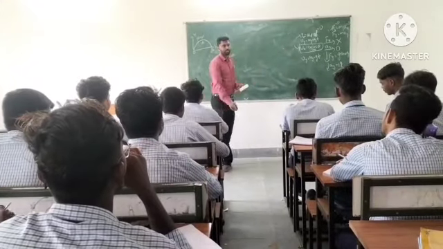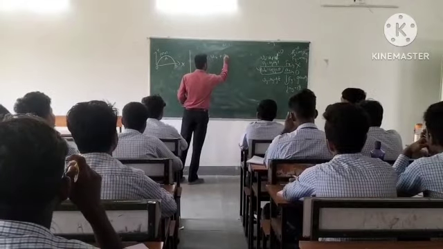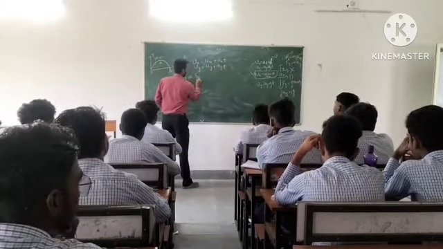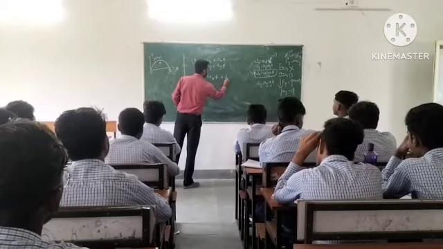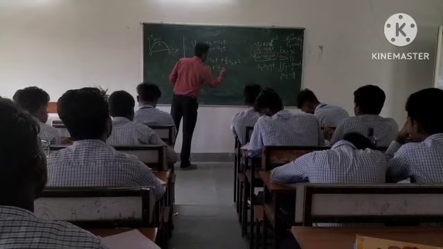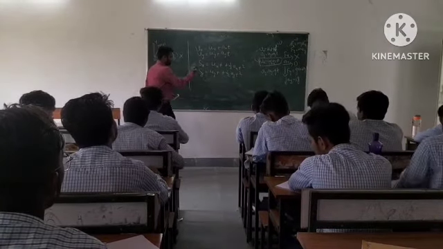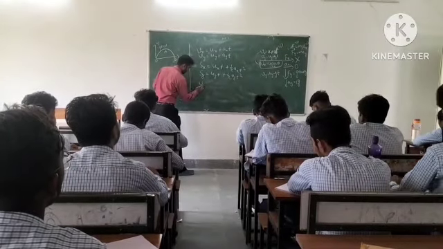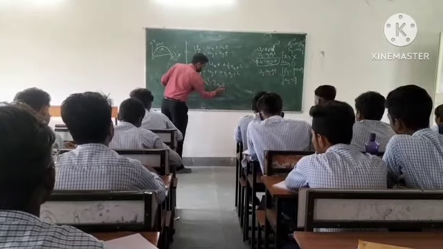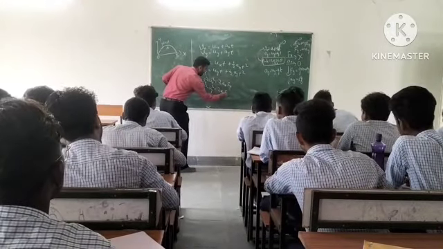For this, first we use the simple equations of motion. We know vx equals ux plus axt, vy equals uy plus ayt, sx equals uxt plus half axt square, and sy equals uyt plus half ayt square. These four equations are mostly used. Two more equations we can write: vx square minus ux square equals 2ax sx, and vy square minus uy square equals 2ay sy.